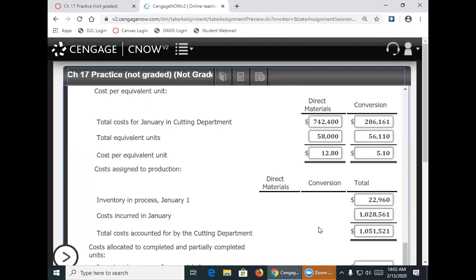Well, that's all the costs. But we know some was in beginning inventory, some still in ending inventory. So those are the costs we're going to take and we're going to assign based on our cost per equivalent unit. We're going to say cost in beginning inventory, cost started and completed, cost in ending inventory.